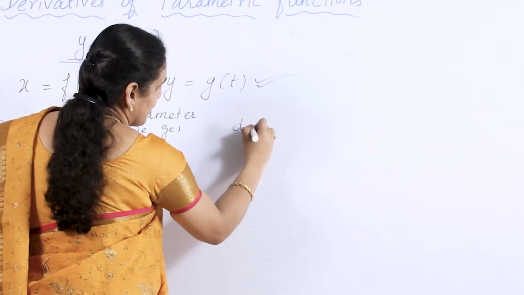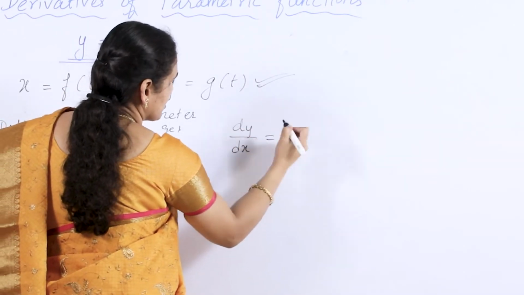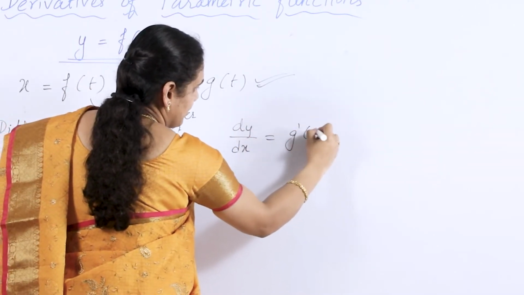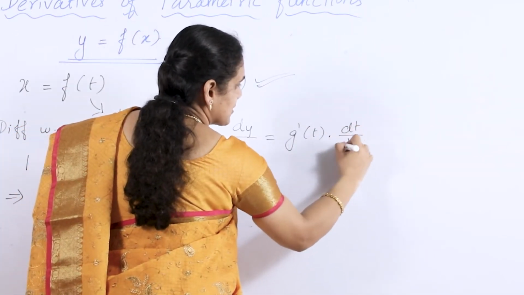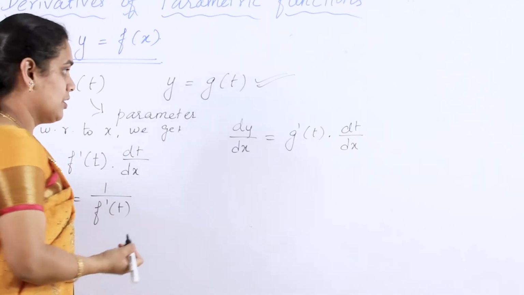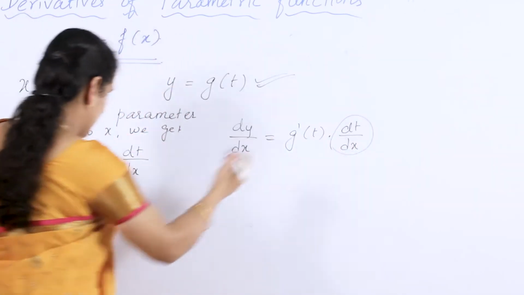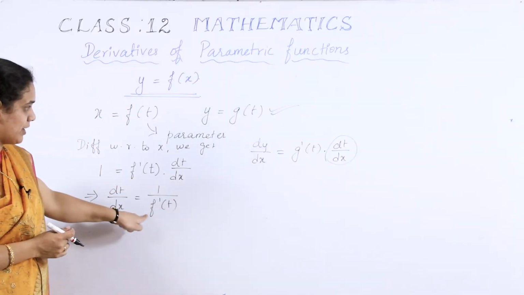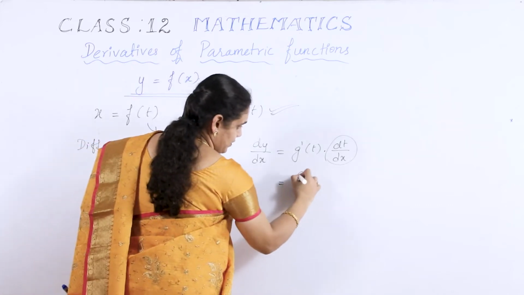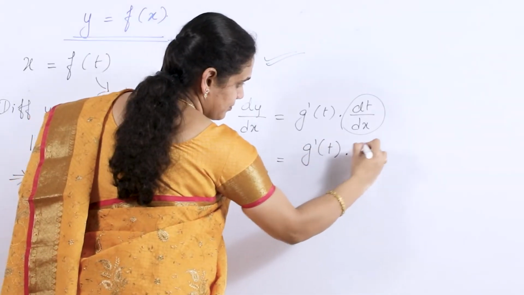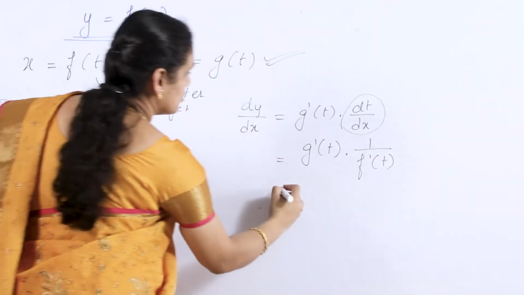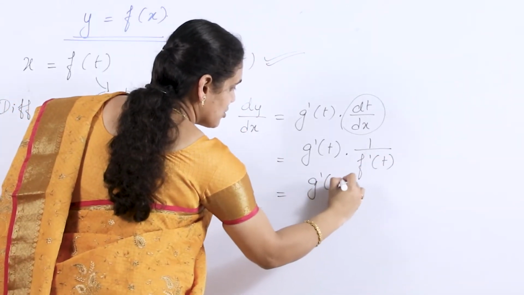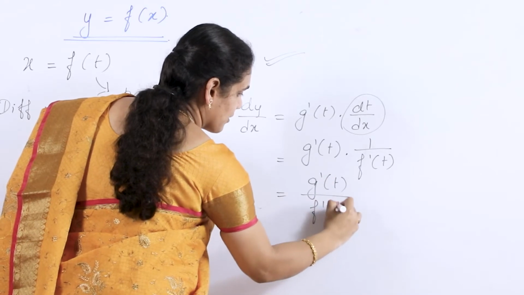So we get dy by dx equal to g dash of t into dt by dx. Now we get this value of dt by dx from here, that is 1 by f dash of t. So it will be g dash of t into 1 by f dash of t. So this can be written as g dash of t by f dash of t.